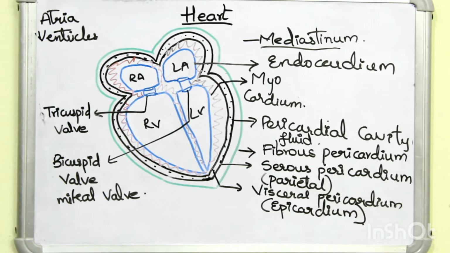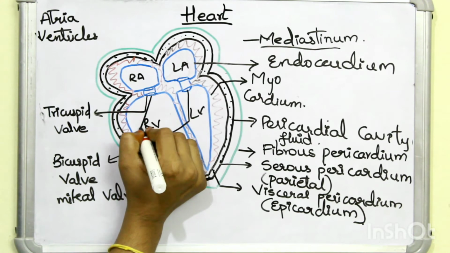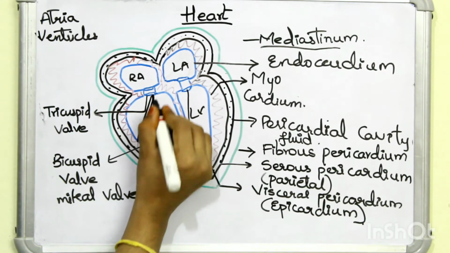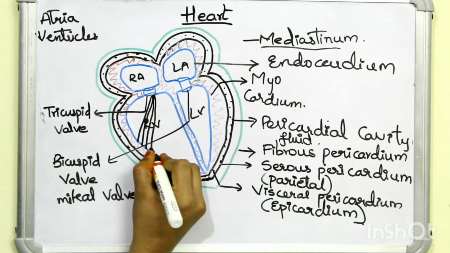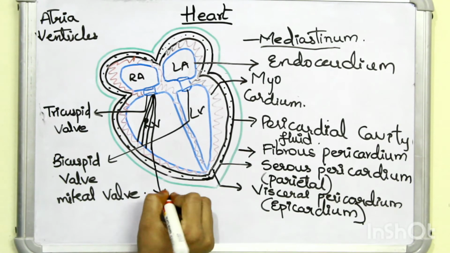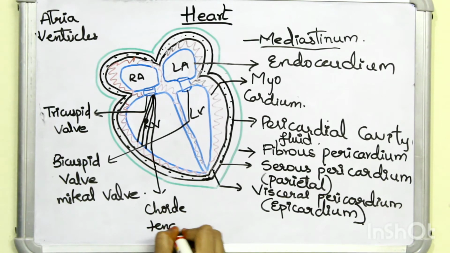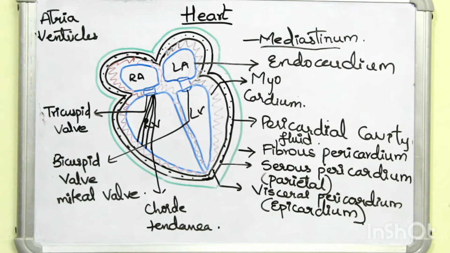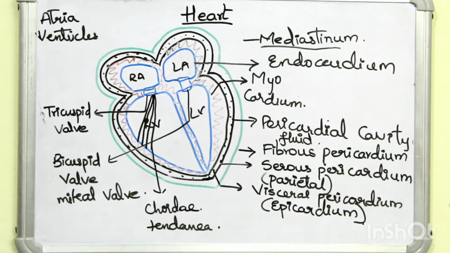So how are these controlled? There are fiber-like structures which are attached to these valves and also to the innermost layer. These fiber-like structures are called chordae tendineae. Okay. These are very important.